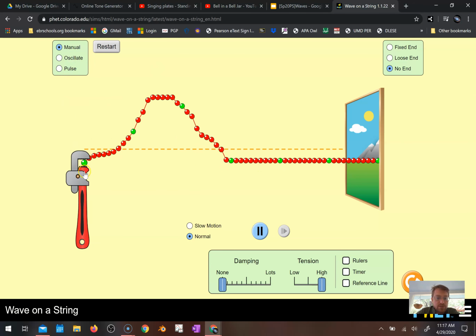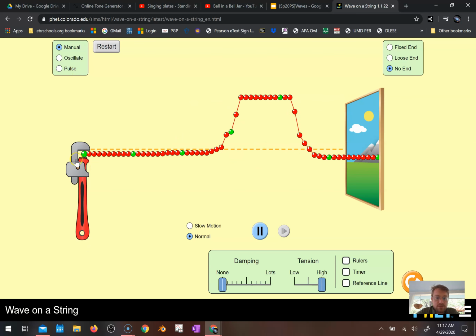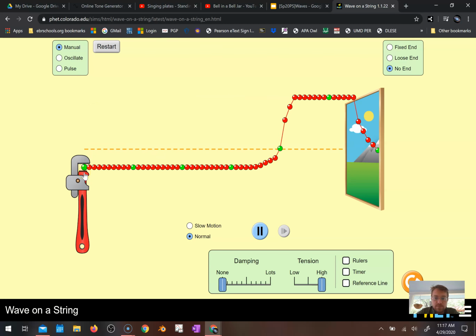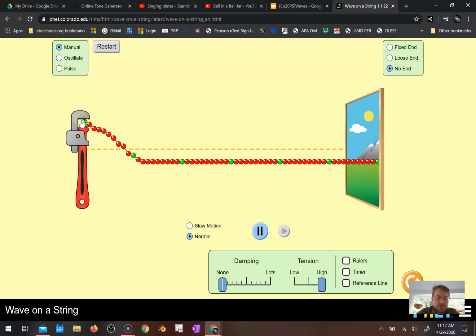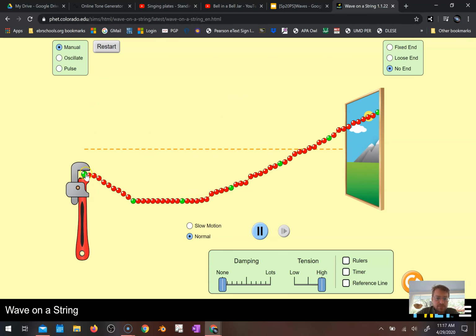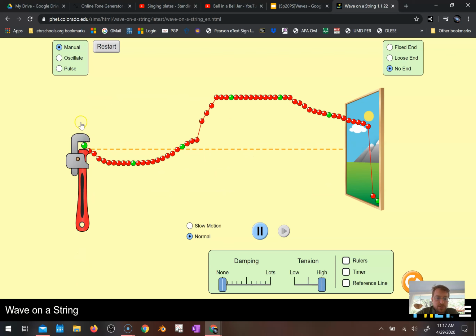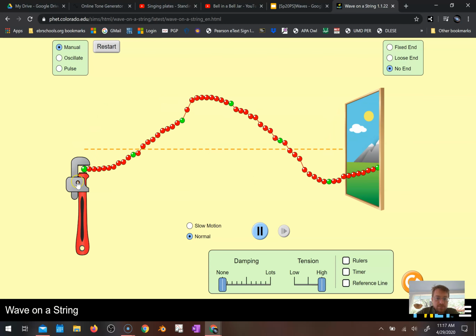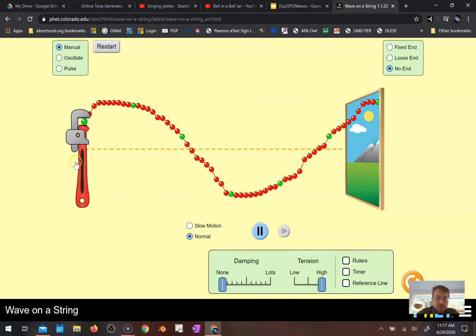Now, what I'm doing right now is just sending individual wave pulses. That's what we say, it's just a pulse. Boom, there's a pulse. Boom, there's a pulse. But I could do this continuously by making it move up and down. And this is what we call a traveling wave. Now it's not an individual pulse. It's actually something that's continuously happening. We say it's periodic. It happens over and over again.